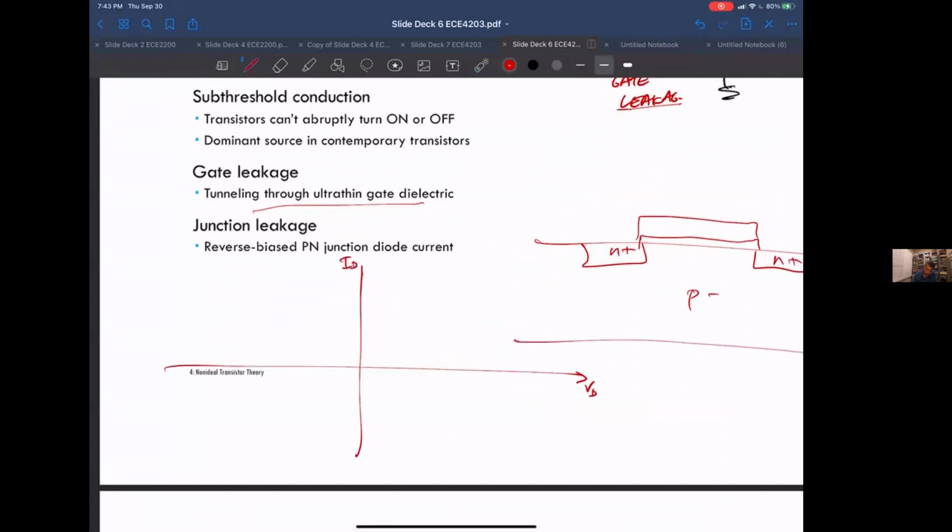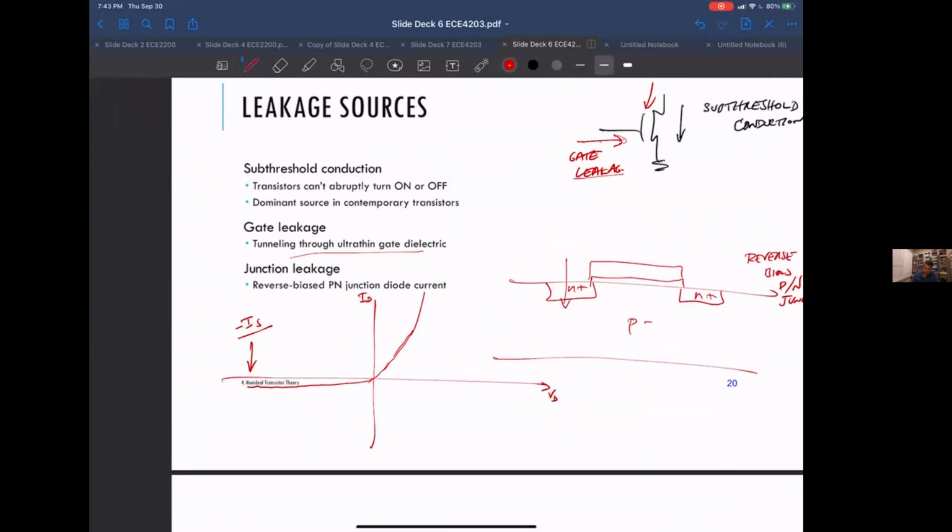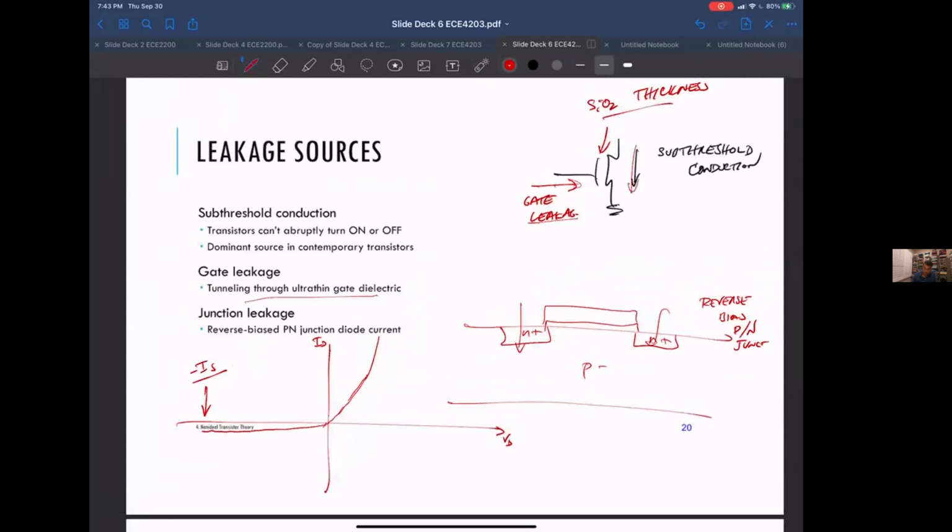And if I draw the diode, when you're in reverse bias, you're sort of over here, and you get a current of minus I sub S, whatever is the leakage current across your diode. So you'll get current going from drain to source, that's the subthreshold conduction. You'll get current going from the gate to your source or channel, and then you'll have current just going from your drain or source to the substrate, which is this junction leakage current.